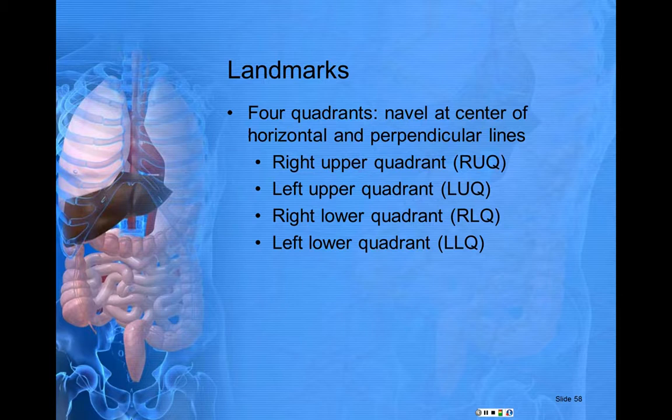It's important to remember the landmarks on the abdomen. There are 4 quadrants of the abdomen. Basically, the navel is at the center of the horizontal and perpendicular lines that divide the abdomen into 4 quadrants. And remember, there's the right upper and lower quadrants and the left upper and lower quadrants.